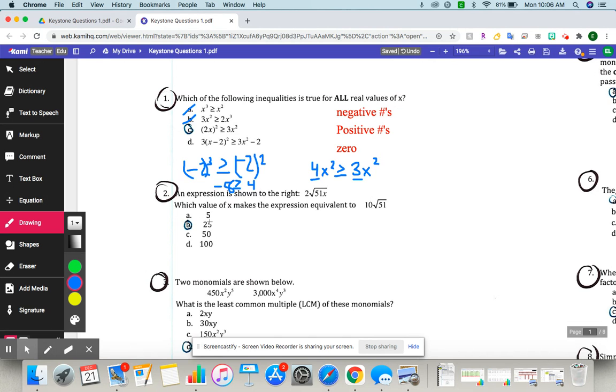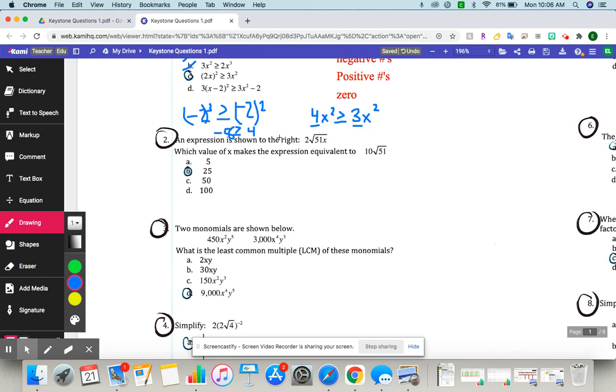Number 2, an expression is shown to the right. Which value of x makes the expression equivalent to 10 times the square root of 51? So one thing we have to notice is originally our term outside of the square root is 2, and it changes to 10. So right from there, we know that 2 times 5 equals 10. So we have to think 5 equals the square root of what number?